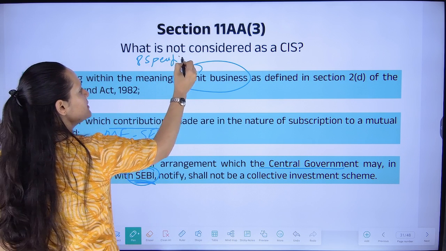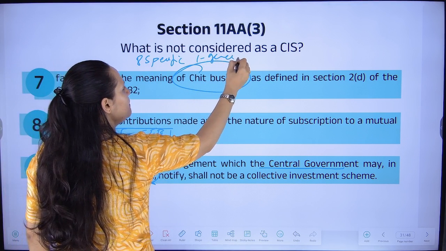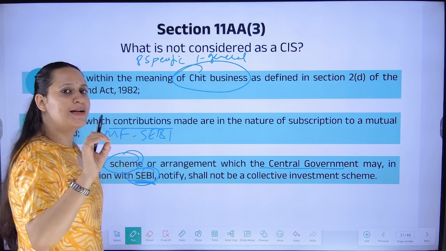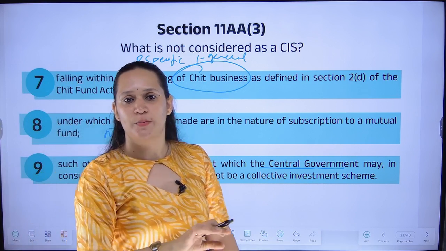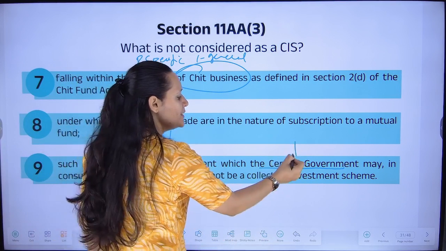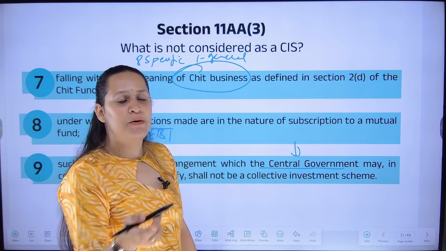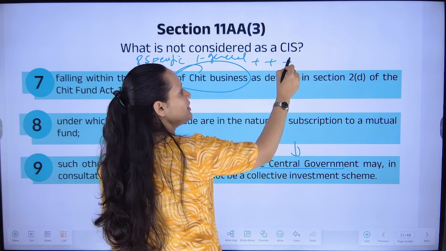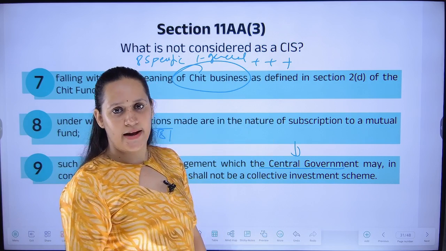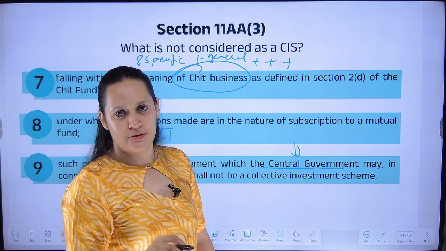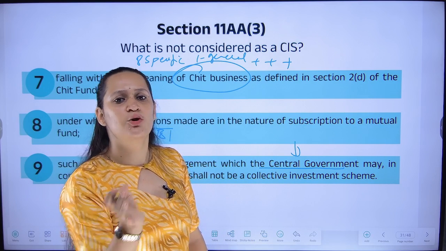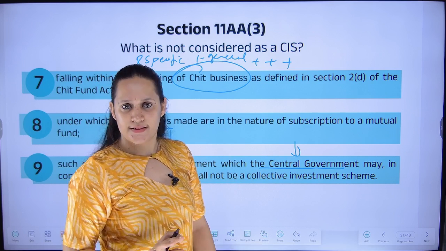One point is the general point where they are keeping the scope open that at any point in time, if a new point has to be added, that power has been vested with the central government. From time to time, if you want to increase the number of activities which should not be considered as CIS, it is an open list. At any point in time later, you can add some points to the existing list.